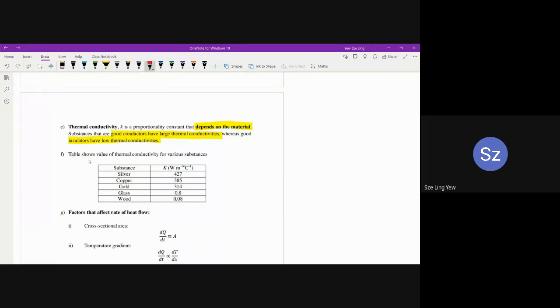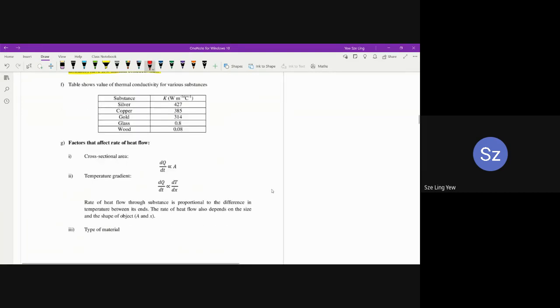The one with a larger value is a better conductor compared to the one with a smaller K. The table shows the values of the thermal conductivity for various substances. This is just a few examples. You don't have to memorize it, it will be given in the exam. Silver has the largest K, so it is the best conductor amongst the 5 given examples here. Whereas wood is just 0.08, so wood is obviously not a good conductor when compared to the metals.